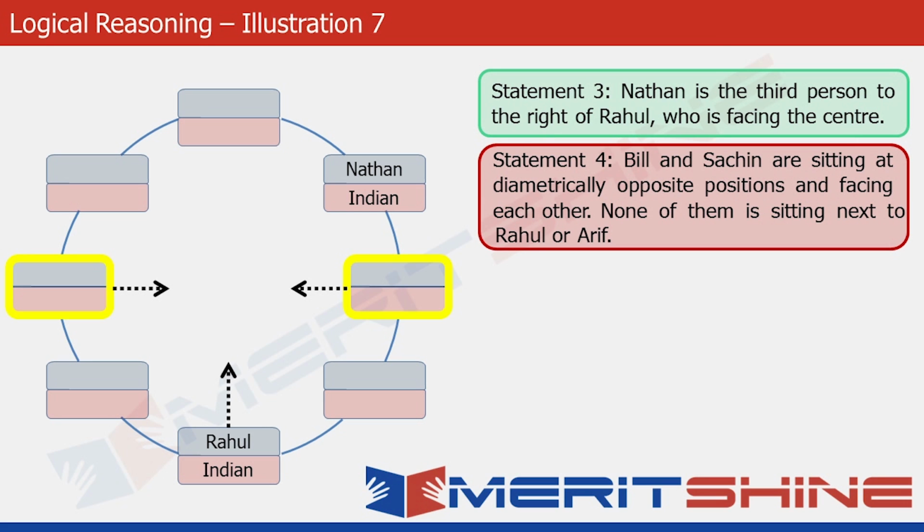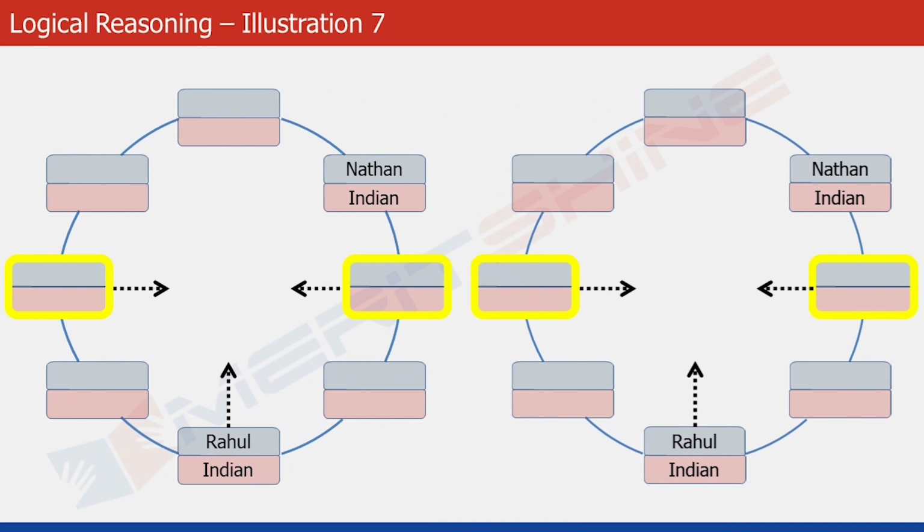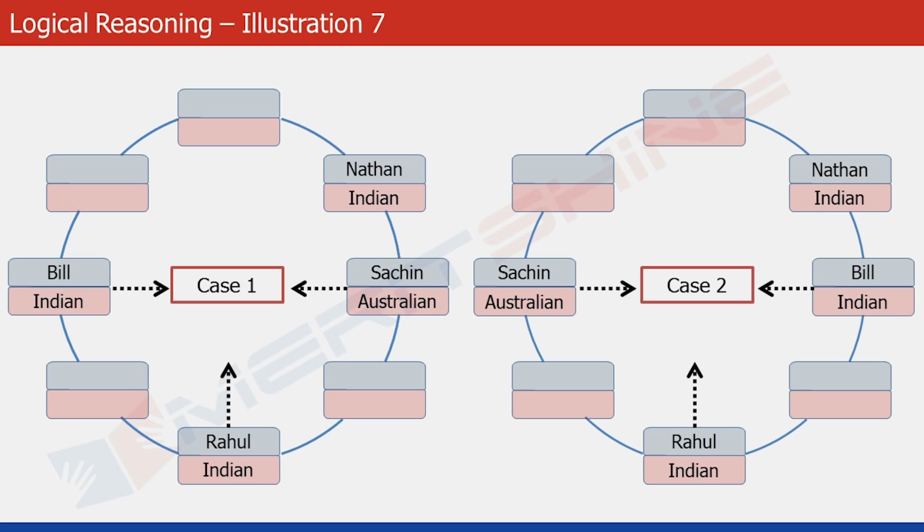So that's how we proceed. We divide this arrangement into 2 parts. And let's call the 2 arrangements case 1 and case 2. Case 1 shows the first possibility, whereas case 2 shows the second possibility. So the relative positions of Bill and Sachin are different in the 2 cases. We have done this because we do not know the exact positions of Bill and Sachin.